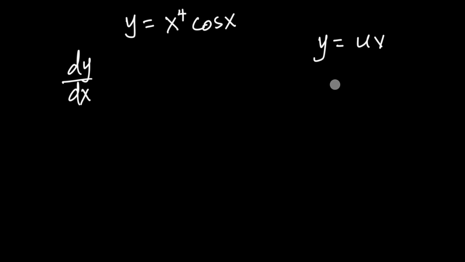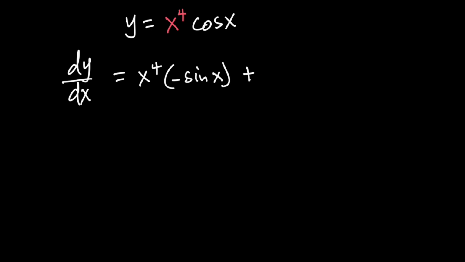So let's keep going. Now right here, I'm just going to keep this first function, x to the 4, and then differentiate the cos x. So I'll keep x to the 4, then the differential of this right here is going to be negative sine. If we differentiate cos, we are getting negative sine x. Then I keep this one, cos x, and I'm going to differentiate this right here, and it's going to give me 4x to the third.